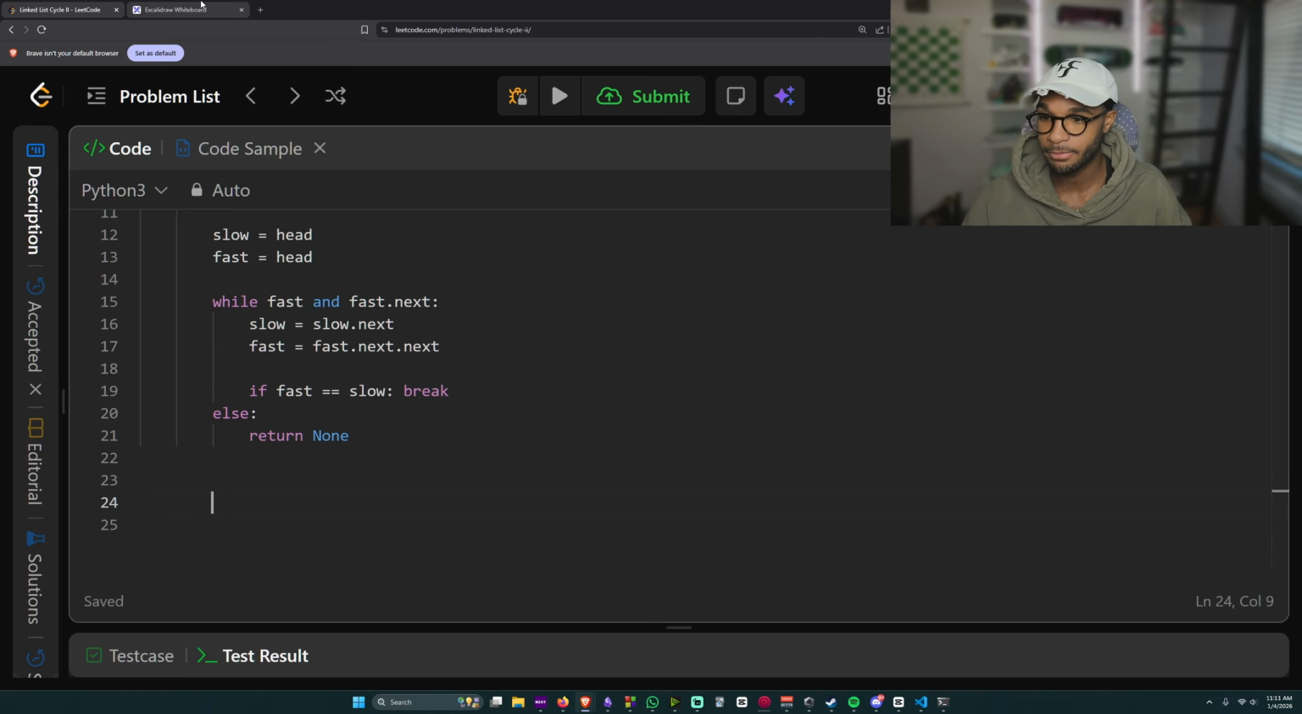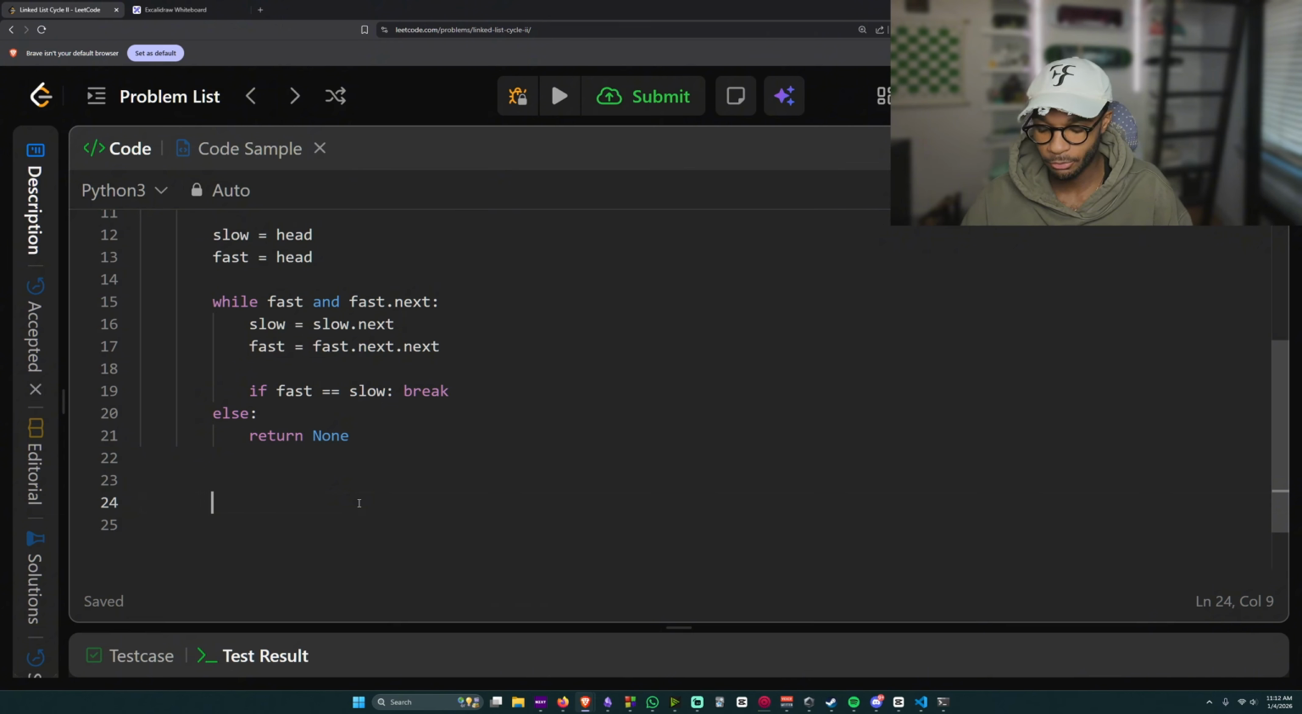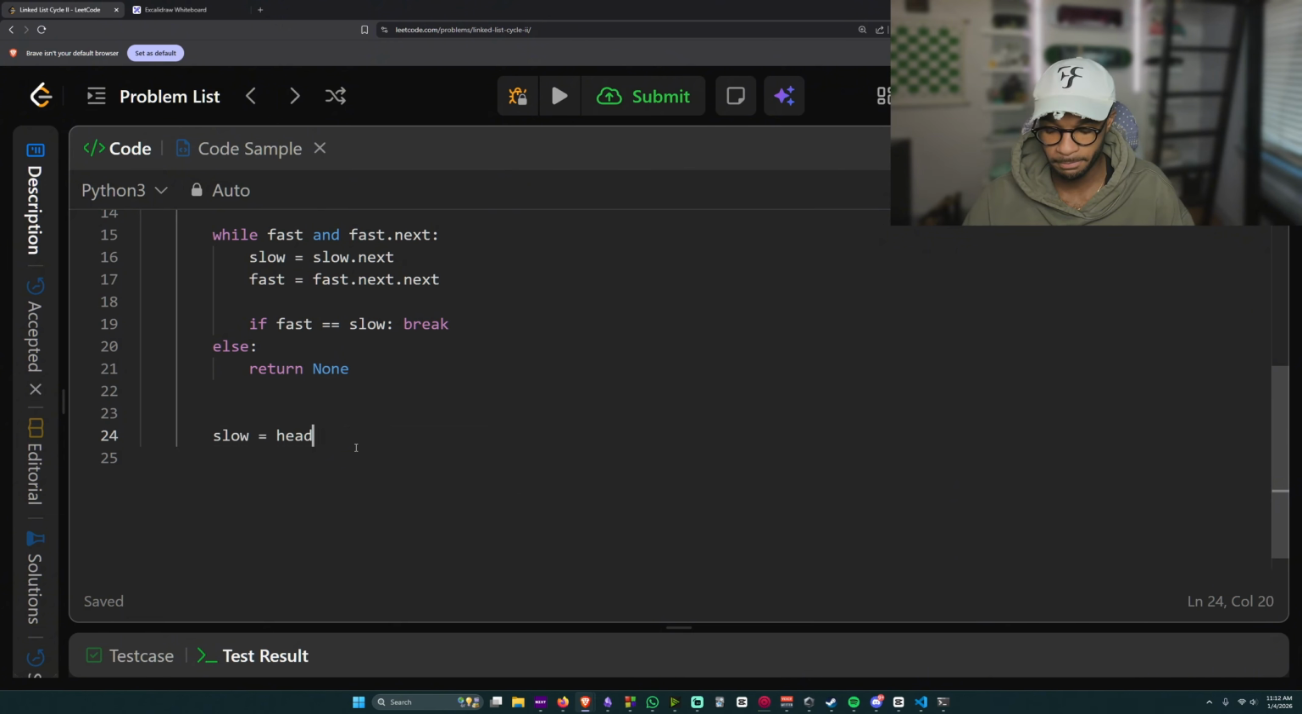Now here's the fun part. So far in our algorithm, we have up to this point here where we have fast is at the meeting point and slow is also at the meeting point. Now we want to move slow to the head of the linked list, keep fast at the meeting point, and move them up at the same rate until they both reach the same node. And that's how we know where the start of the cycle is. So how do we do that? We leave fast the same, and we're going to say slow equals head. So back to the start of the linked list.